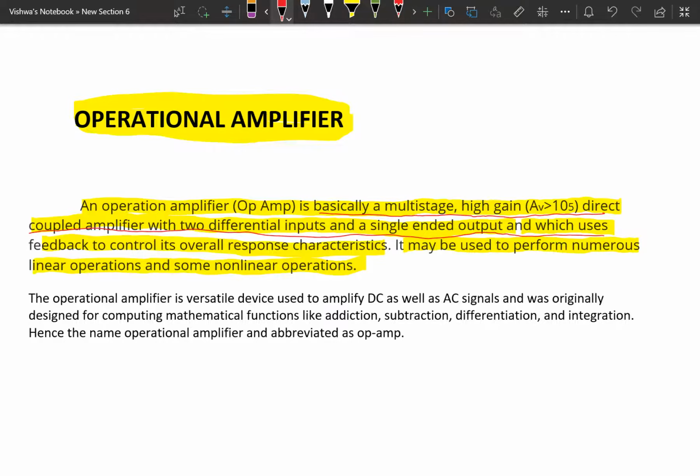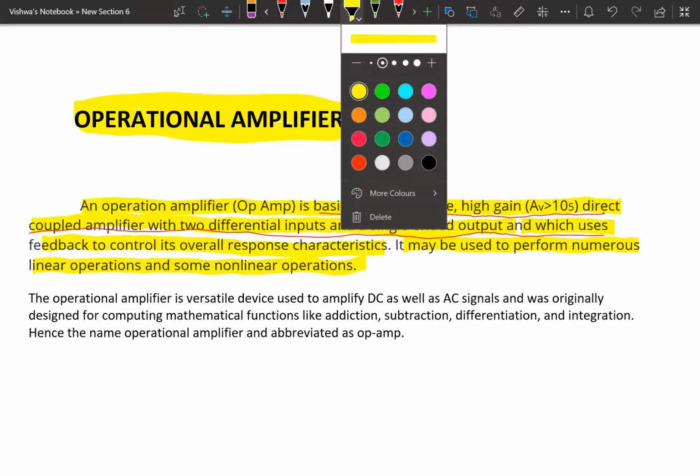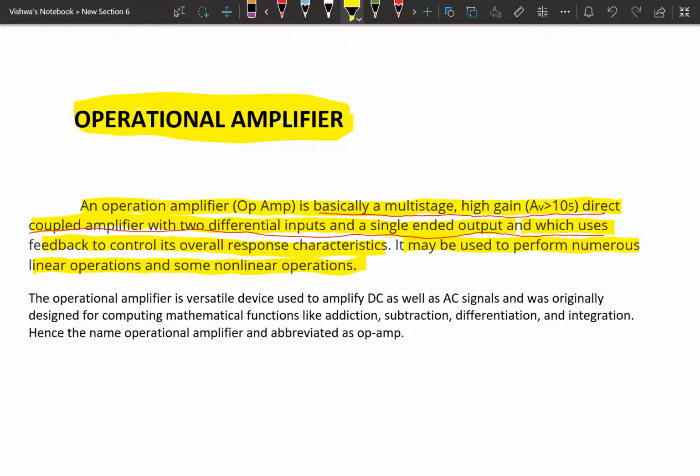So next, why do we call this an operational amplifier rather than only an amplifier? Okay, the operational amplifier is a versatile device used to amplify DC as well as AC signals and was originally designed for computing mathematical functions like addition, subtraction, differentiation and integration. Hence the name operational amplifier, abbreviated as op-amp. Okay. So it is a versatile device used to amplify both DC as well as AC signals.